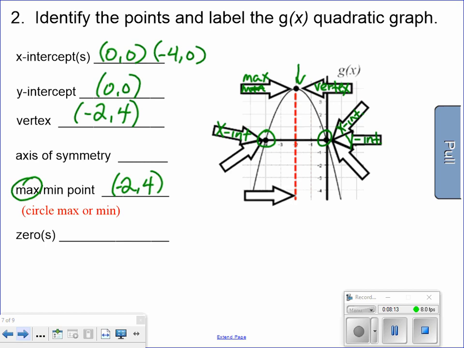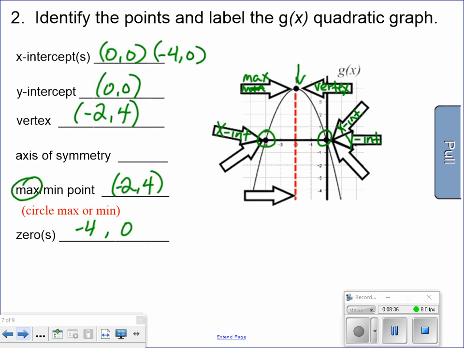The same thing for your zeros. Remember that your zeros are going to be the same as your x-intercepts, except with your zeros, we only need to list out the numbers. So my zeros are negative 4 and 0. Make sure that you don't put those in parentheses, otherwise you've now written a point, and that would be incorrect. So our zeros are negative 4 and 0.